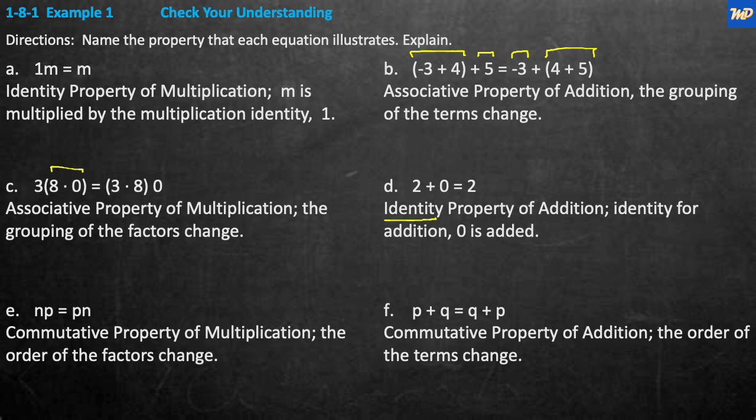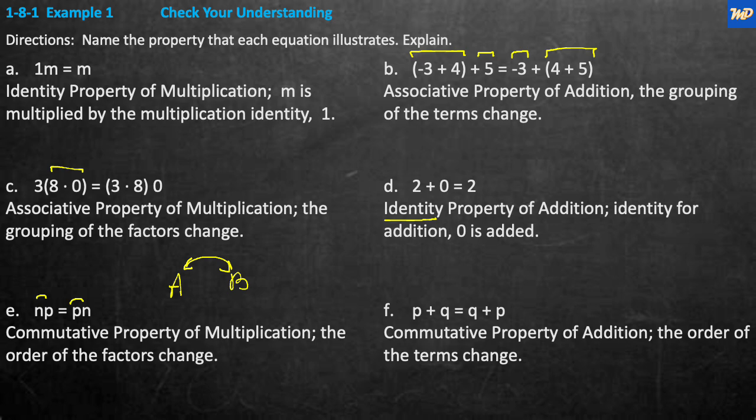How about this? E, n times p is equal to p times n. So what did we do? We flipped the places, right? The p and the n switched places. So what is that? That's commuting. We're traveling from A to B, and then we're going back from B to A. Back and forth. It's commuting, like on a bus or in your car, going back and forth to school. The commutative property of multiplication, because this is multiplying. The order of the factors changed.